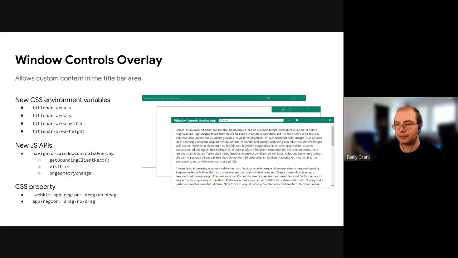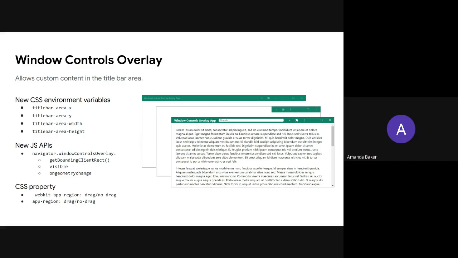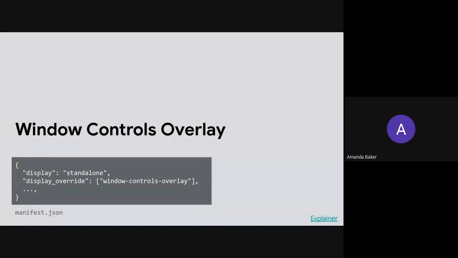How does the app opt into having, essentially, its content area extend up to the top of the window? I guess I did skim over that. It was on that first slide. It's the display override window controls overlay. So as long as that's the primary display override.